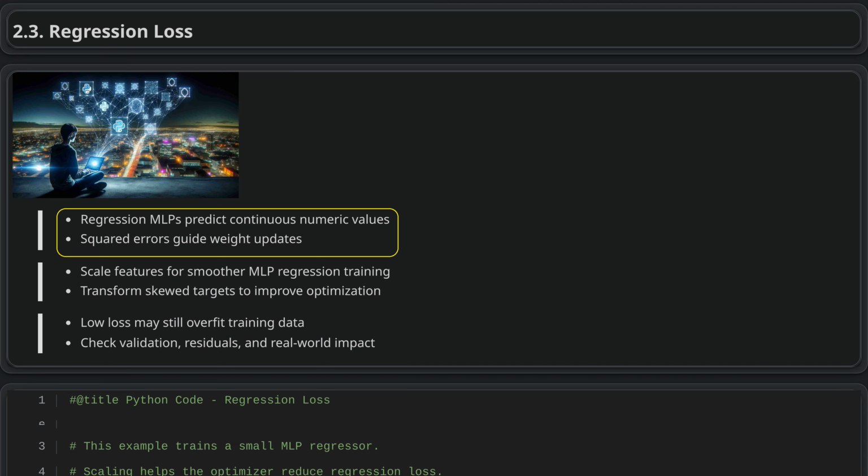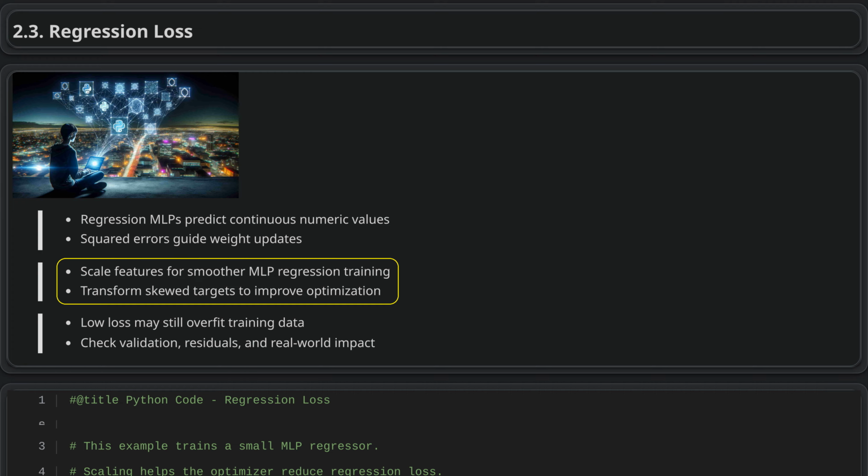For multi-layer perceptrons used in regression, it is important to scale both the input features and the target values. Features with very different ranges can make learning inefficient because the network may give too much influence to larger numerical values. Scaling helps the model learn more evenly and allows the loss to decrease more smoothly. Scaling or transforming the target can also improve optimization when values are large or highly skewed.